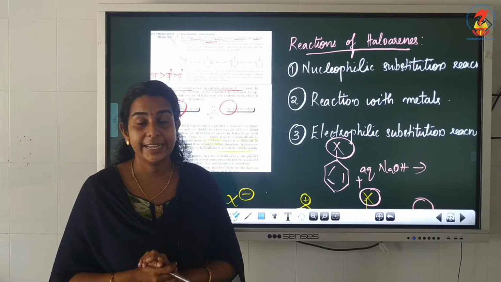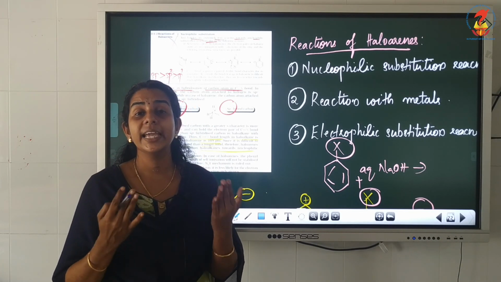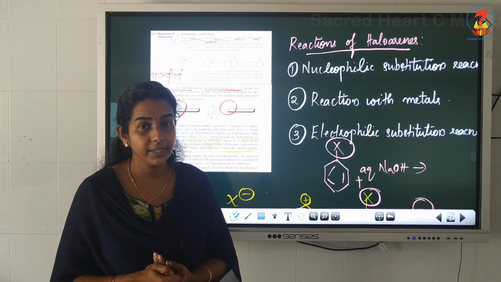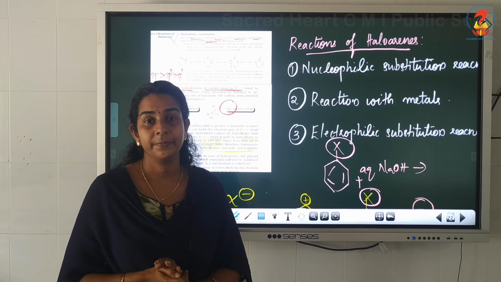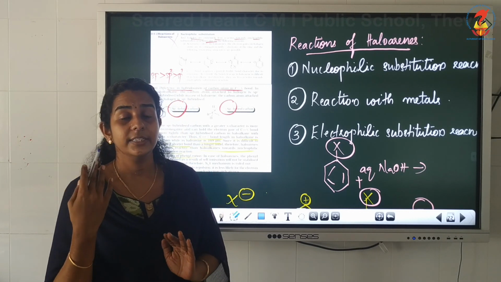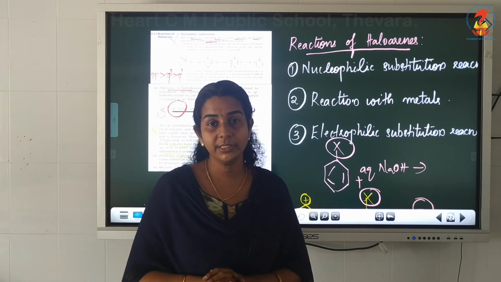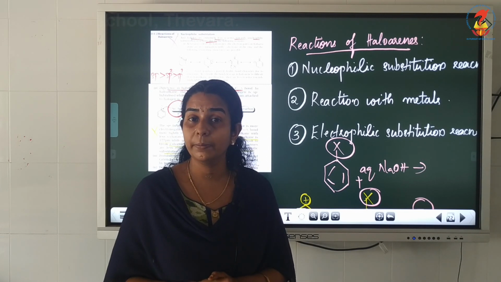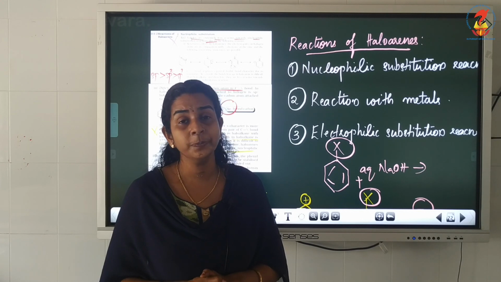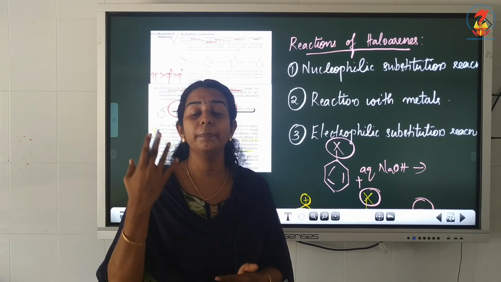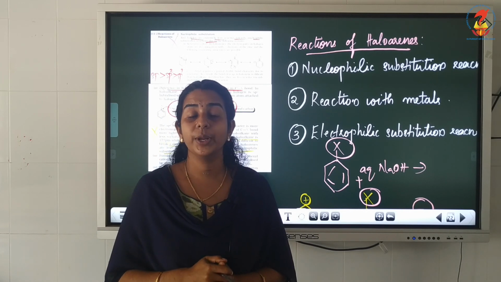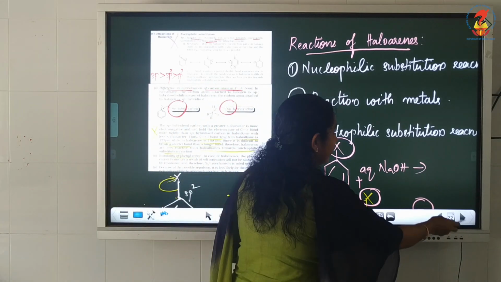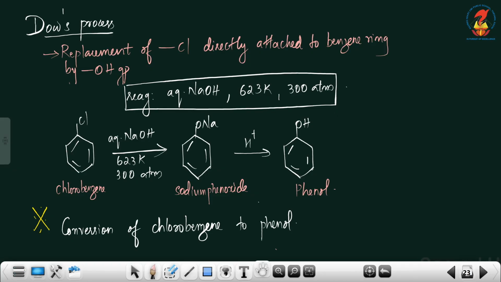So what we can conclude from this? If a halogen is directly attached to benzene ring, can we replace that halogen by a nucleophile like OH minus or CN minus? No, it is very difficult. Only if we apply extreme conditions, under ordinary conditions or ordinary room temperature conditions, it is very difficult to replace halogen which is directly attached to benzene ring. So if we apply extreme conditions only, we can replace it. So that is the next section, that is Dow's process.